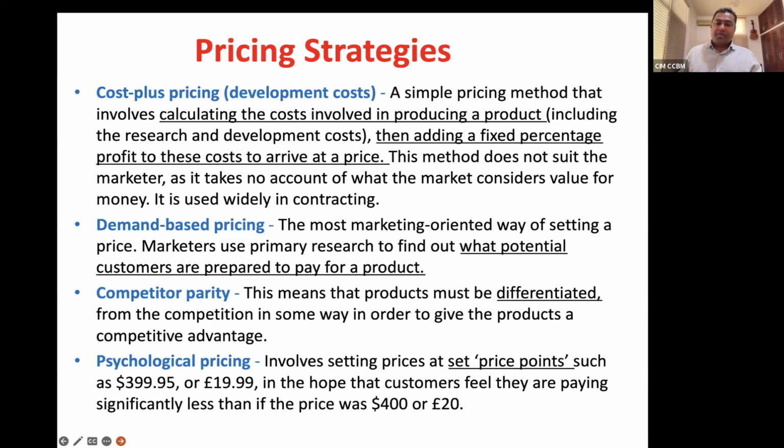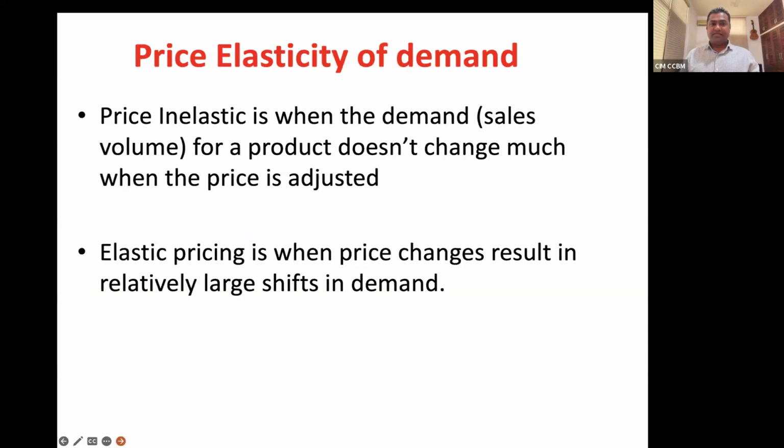And psychological pricing, finally, is like the example given there: $399.95, so it's not 400, or $19.99, so it is not 20. That's called psychological pricing. Then we look at the concept of price elasticity of demand.